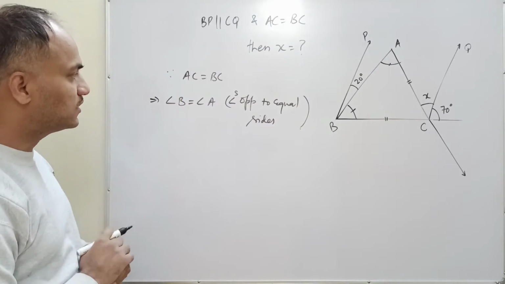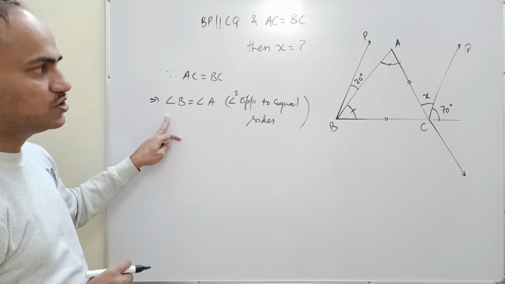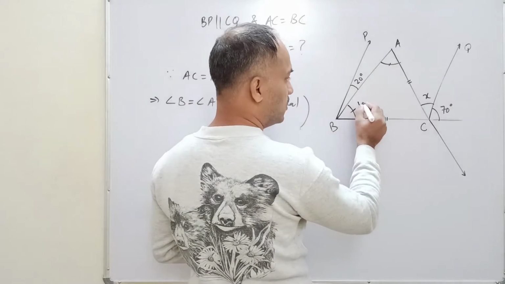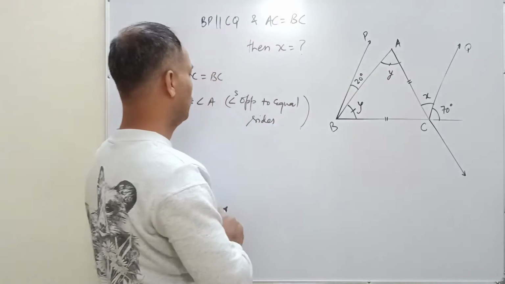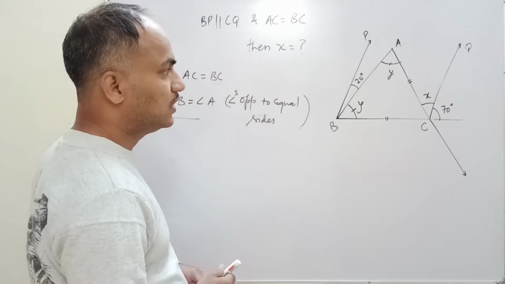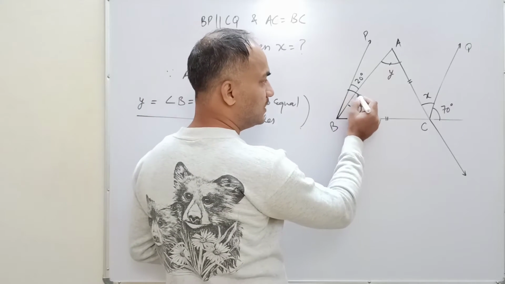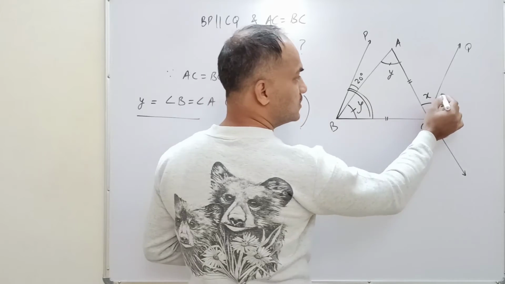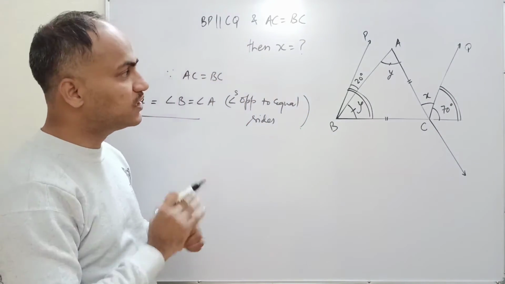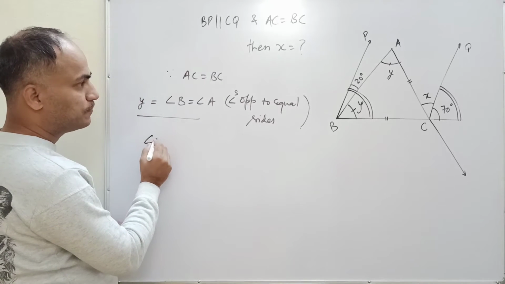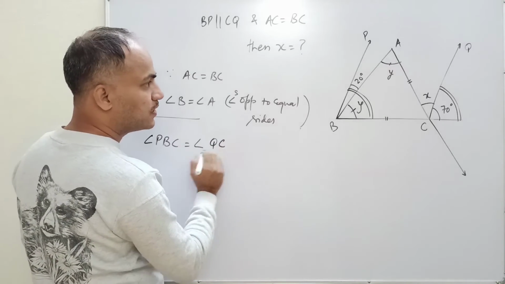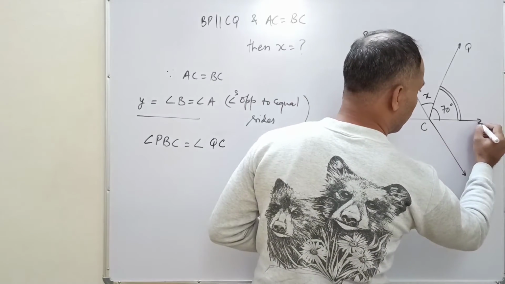Okay, in short we can write like this. So they are angles opposite to equal sides in triangle ABC. Now since they are equal, let us assume them equal to y. Now we see that this entire angle is equal to this entire angle. Why? What is the reason? They are corresponding angles. So angle PBC is equal to angle QCR.